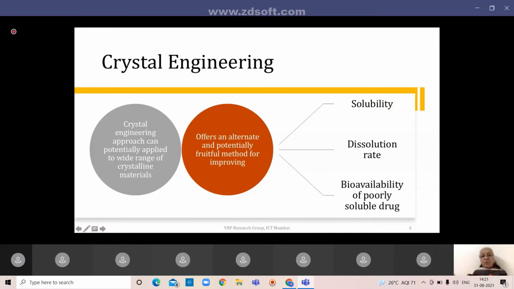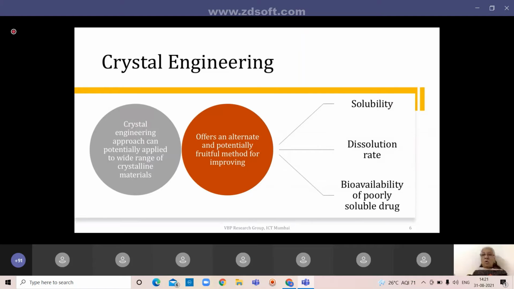So it offers an alternate and potentially fruitful method for improving solubility, dissolution rate, and bioavailability of poorly soluble drugs. So the major application, of course, where it is being used is in enhancing solubility. But as I mentioned, it can also be used to decrease solubility of highly soluble drugs. And that is what is catching up now.